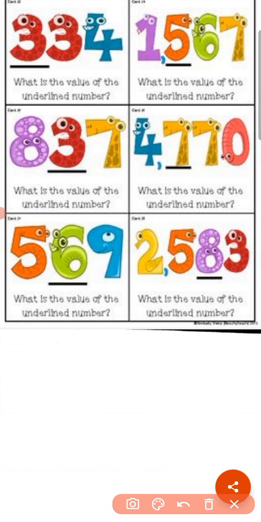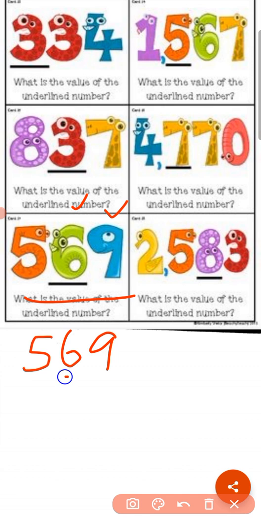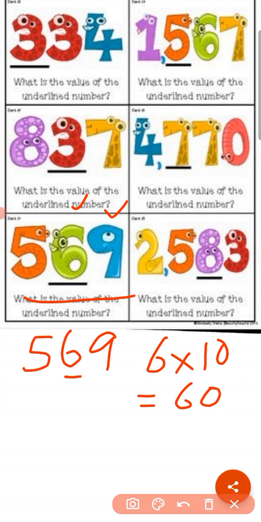Okay. Now check the next number. Here 6 is underlined. Ones, tens. So 6 is in tens place. Multiply by 10. 60 is the place value.